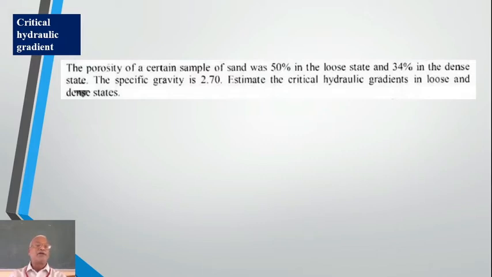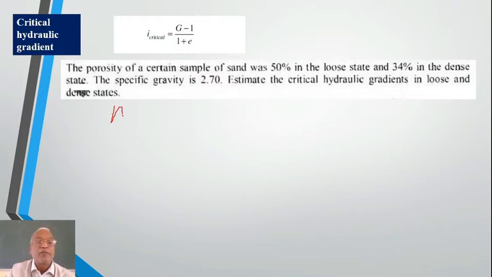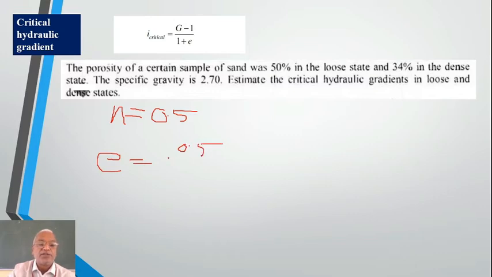Problems on critical hydraulic gradient. It's given the porosity of a certain soil in loose state. Porosity is n equal to 50%, 0.5. Then what else? e can be calculated. e will be equal to n divided by 1 minus n, 0.5 divided by 1 minus 0.5, that is 0.5, equal to 1, right? And similarly, for dense state, it is only 34%. So in that case, e becomes 0.34.